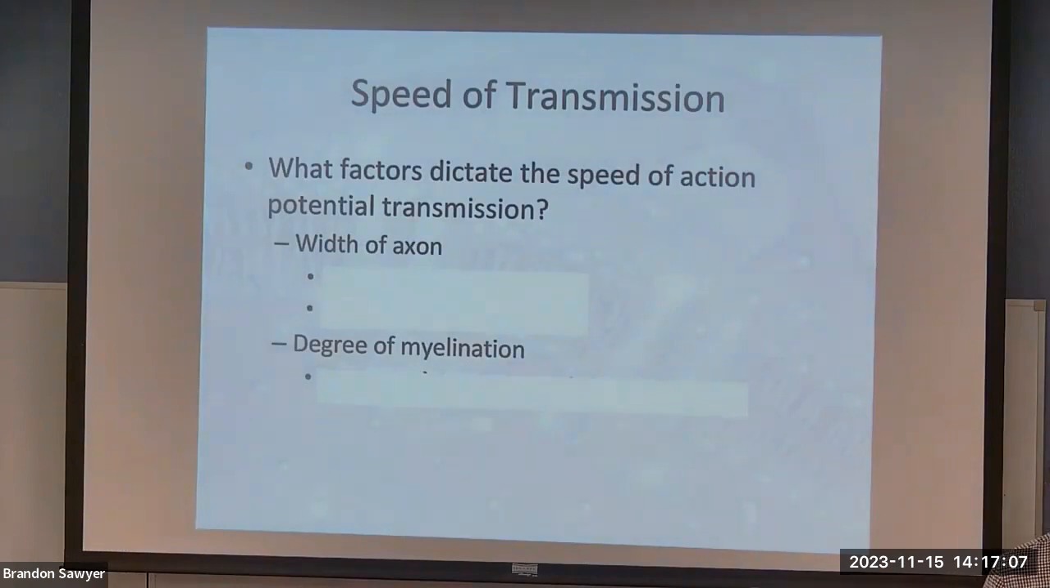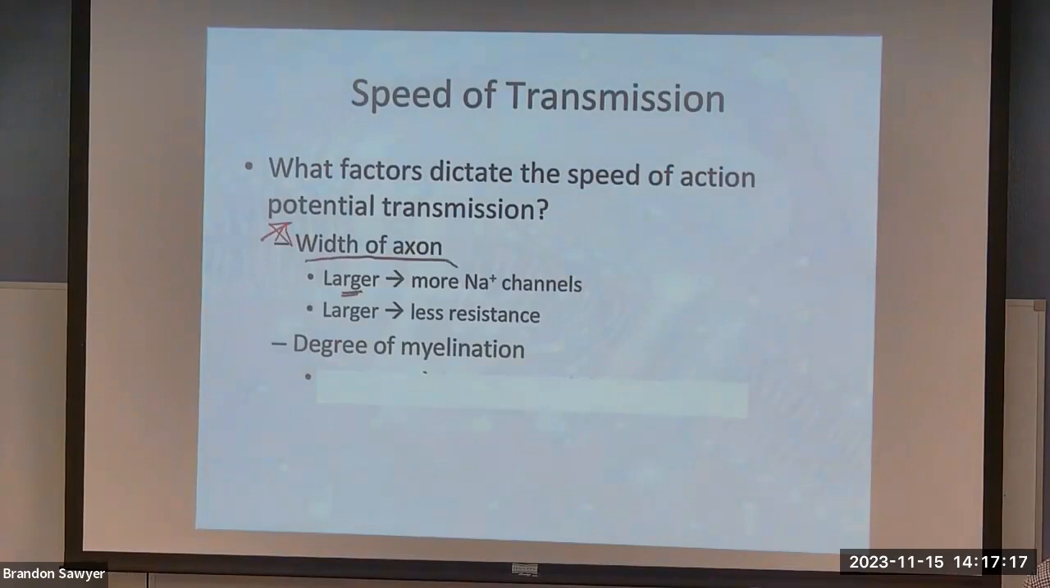Number one is how fast signals travel down neurons. There are two primary things that dictate how fast the signal travels. Number one is the width of the axon. The bigger it is, the more sodium channels we can have, so the more sodium can rush in all at once, and we get a quicker depolarization. And the larger it is, just like a fire hose versus a garden hose, there's less resistance. There's more water on the inside, so there's more conductive material, and the electricity spreads a lot quicker.